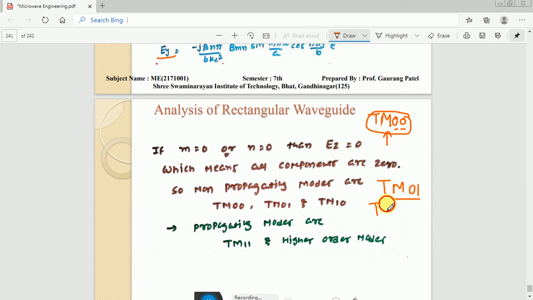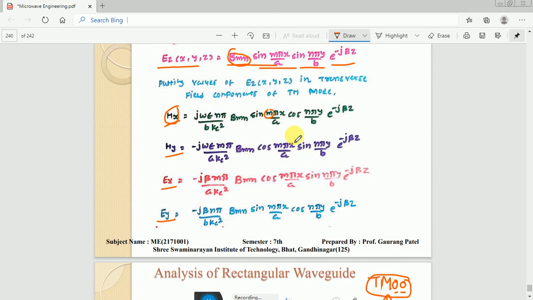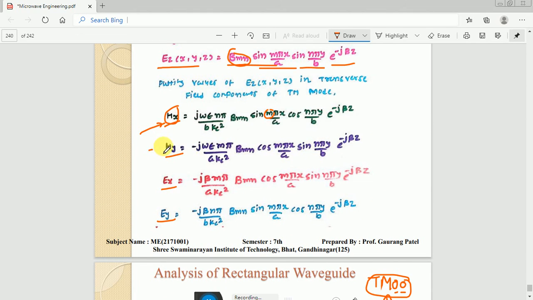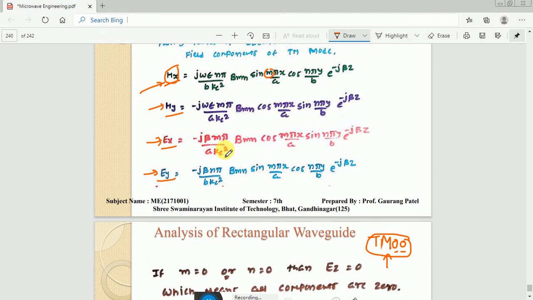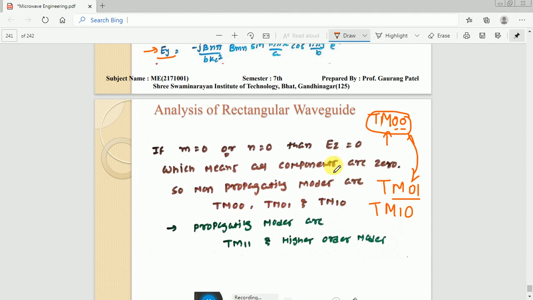Similarly, if we consider the TM10 mode, then m is equal to 1, n is equal to 0. If you use this condition, all the field components become 0. Even Ez also becomes 0. It means there is no field component for these three modes. So these three modes cannot exist, cannot propagate through the rectangular waveguide. So there are three TM modes, TM00, TM01, TM10, which cannot propagate through the rectangular waveguide.